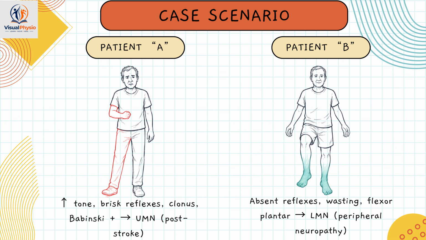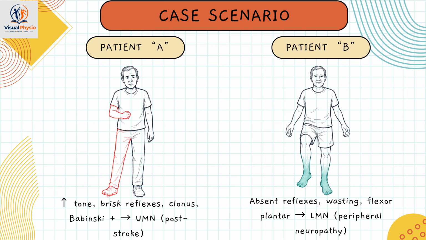So, let's put this all together with two patients. Patient A comes in with increased tone, brisk reflexes, clonus, and a positive Babinski sign. Everything we just listed for upper motor neuron. This points to a post-stroke presentation, an upper motor neuron lesion.